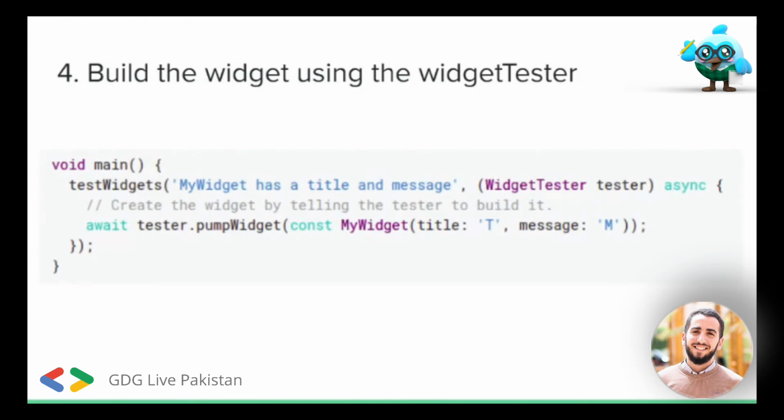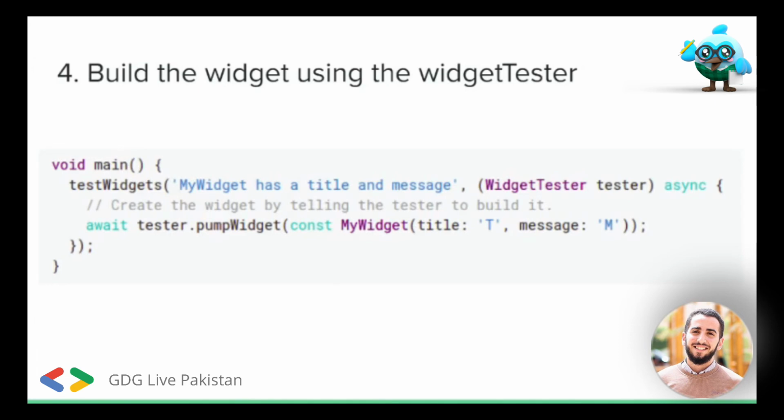After that, we need to build the widget using the WidgetTester. We need to build my widget inside the test environment by using the pumpWidget method provided by the WidgetTester object. The pumpWidget method builds and renders the provided widget. So create my widget instance that displays T as the title and M as the message.